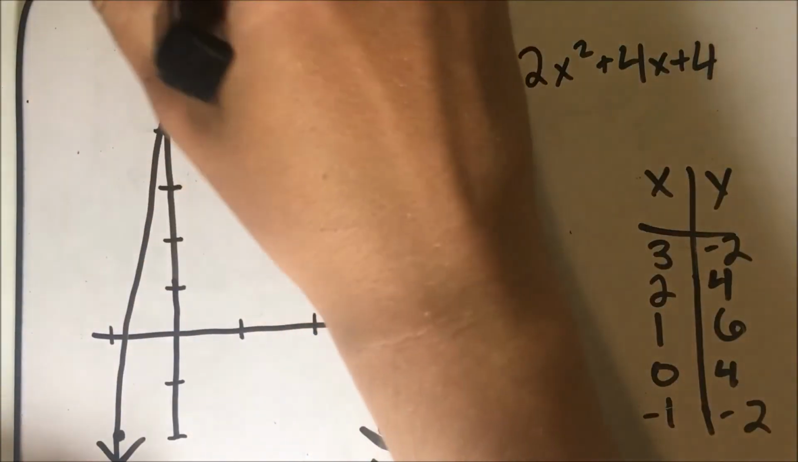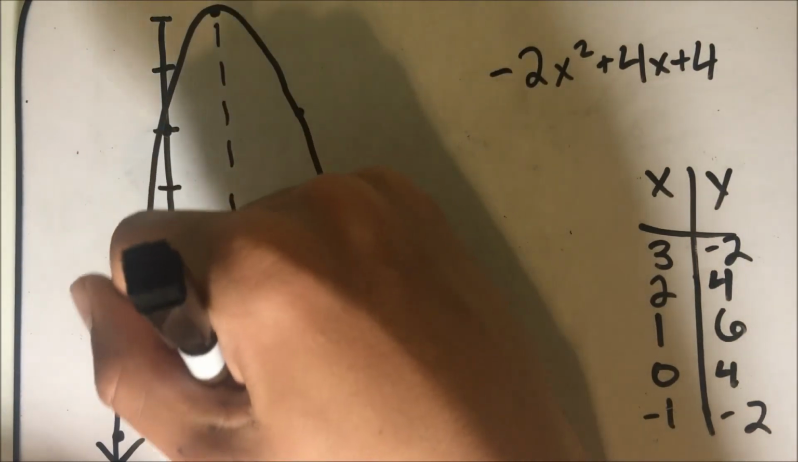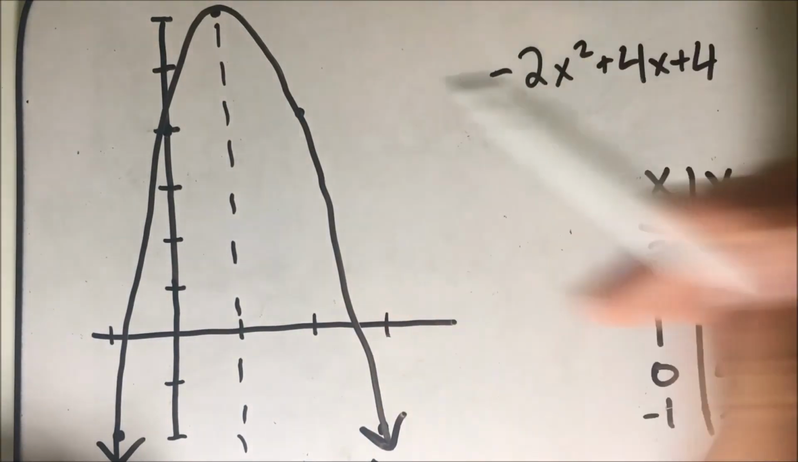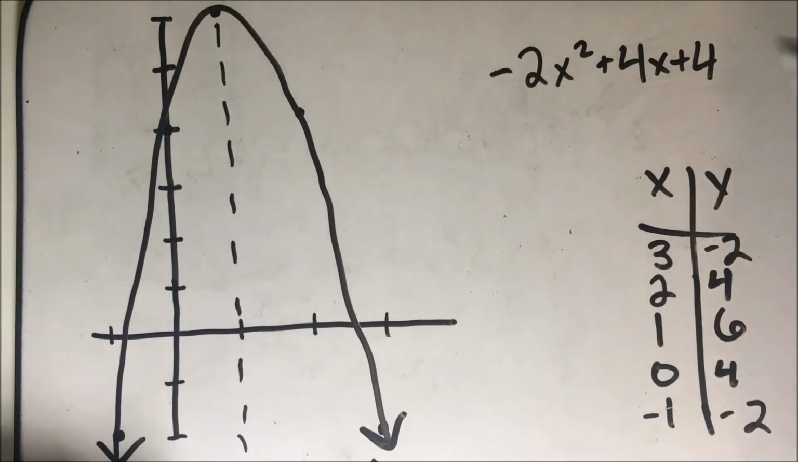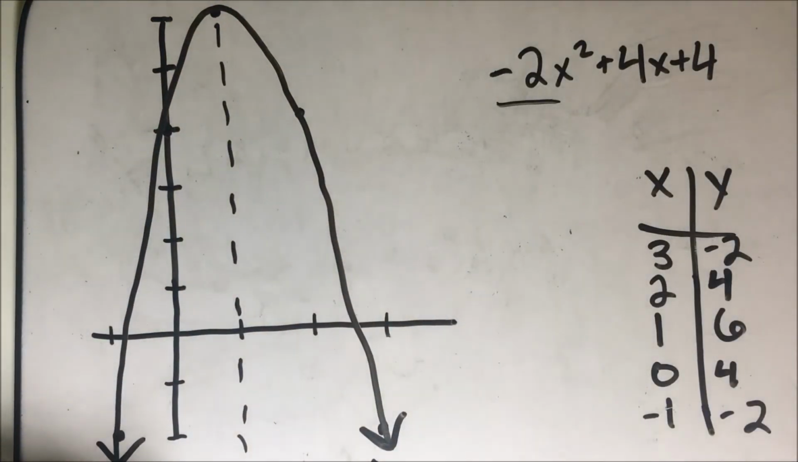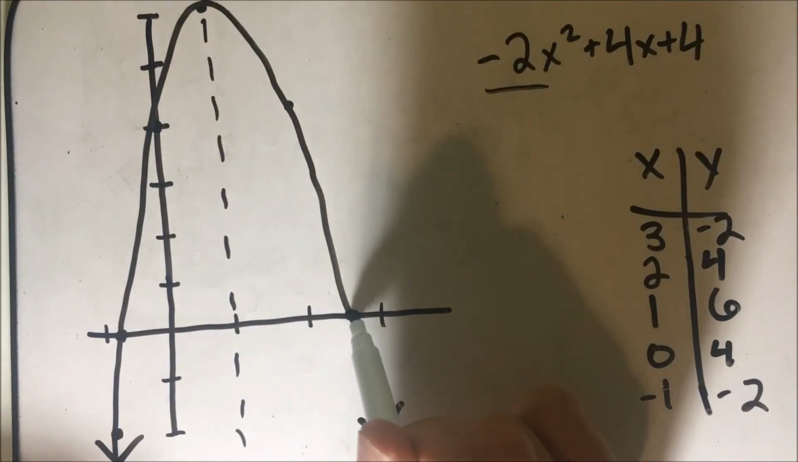Okay, there we go. And here's our axis of symmetry. Okay, so basically, as you can see, the parabola is upside down this time. That's because a is negative. Whenever the a is negative, it's always going to be upside down. And now it's time to find our x-intercepts, or our solutions, whatever you want to call it. So that would be right here and right here.